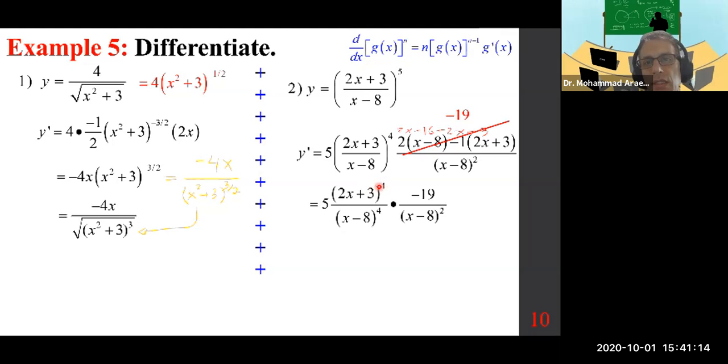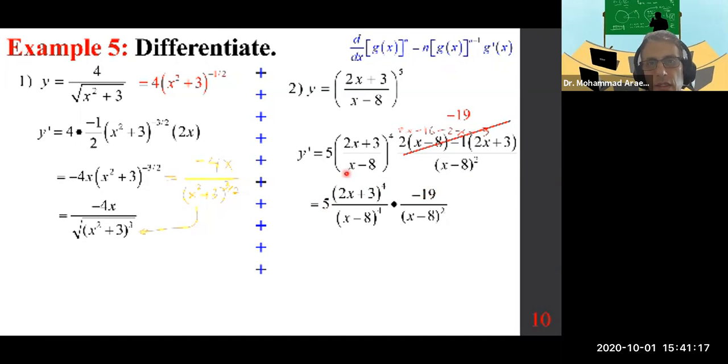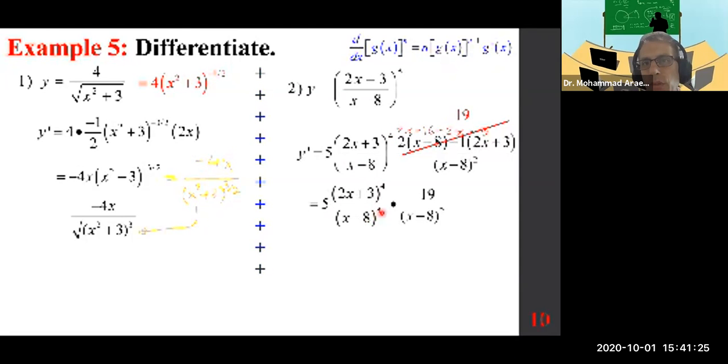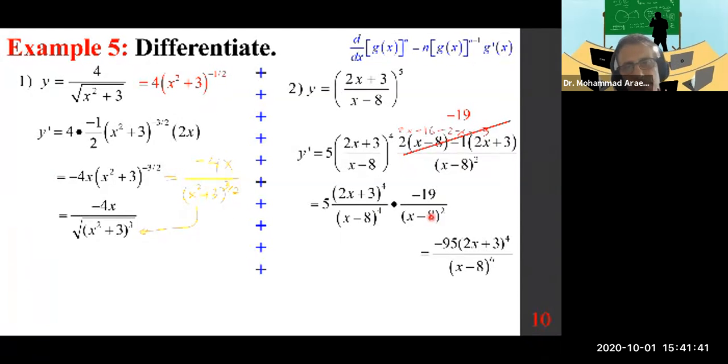So 5 times negative 19 is negative 95, and 2x plus 3 to the power of 4 belongs to the bottom. Now x minus 8 has exponent 4, and this one has exponent 2. Now 4 and 2 give us 6. So I hope you see how this comes about. It's very simple, class. Just pay attention to it and make sure that you can handle it. I hope you see one step of calculus, several steps of algebra. One step of calculus, several steps of algebra.